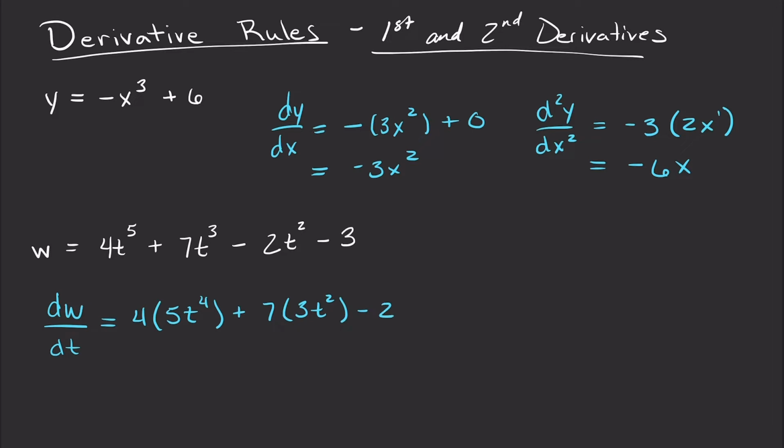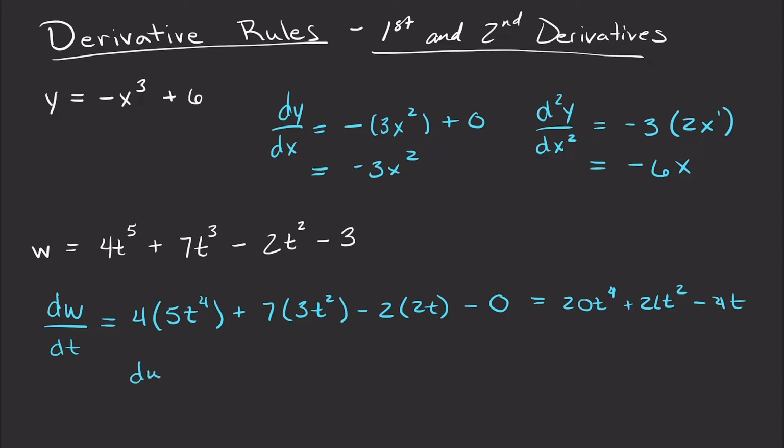Then we have a minus 2. We bring down our 2, leaving t to the 1st. And then the derivative of 3 is just 0. So this will leave us with 20t to the 4th plus 21t squared minus 4t.